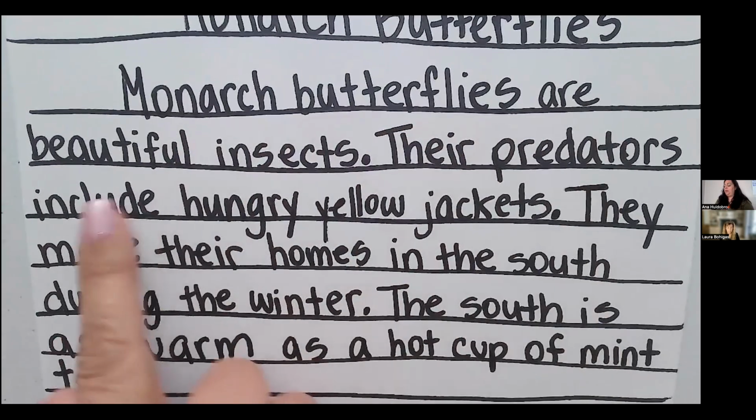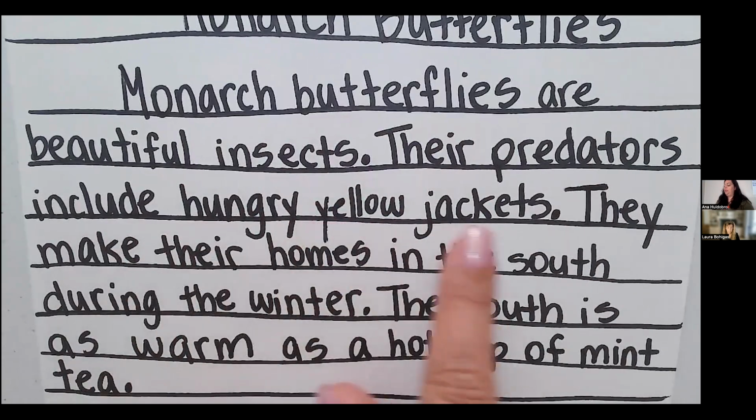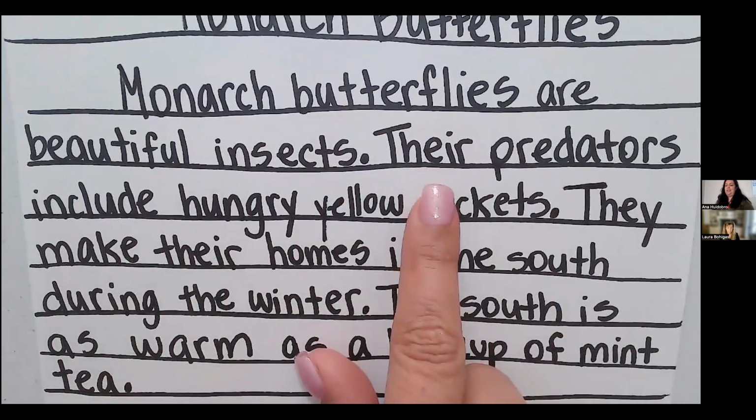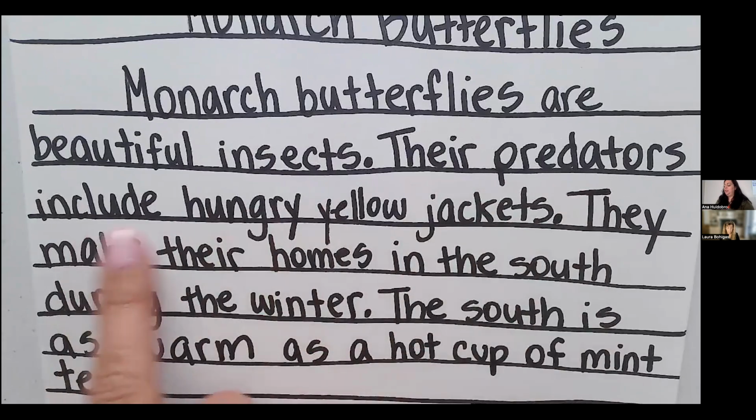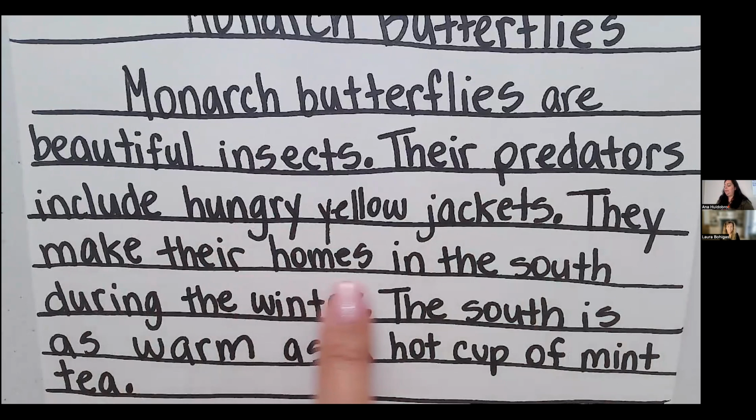Monarch butterflies are beautiful insects. Their predators include hungry yellow jackets. Oh, I didn't read that very well. Their predators include hungry yellow jackets. They make their homes in the South during the winter. The South is as warm as a hot cup of mint tea.